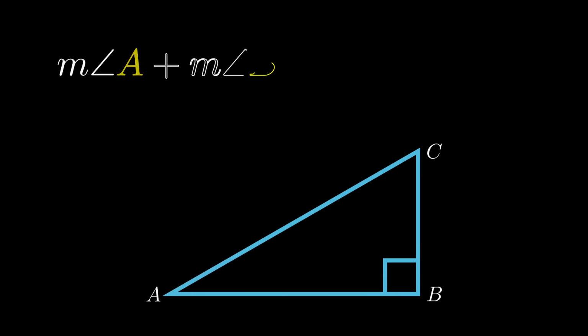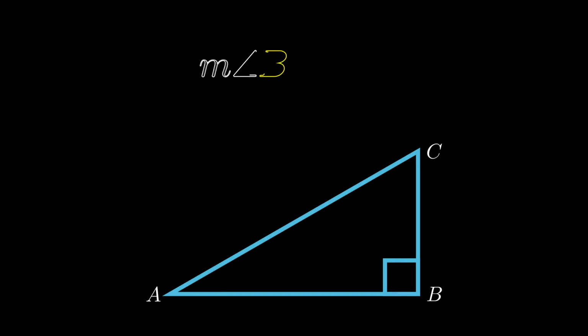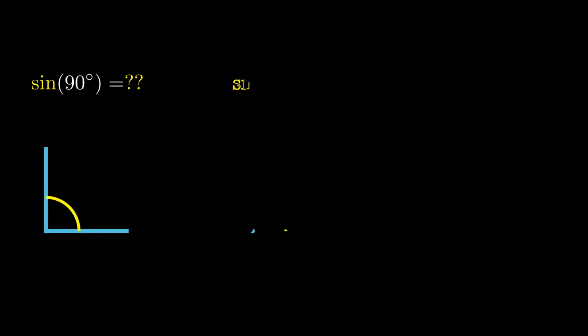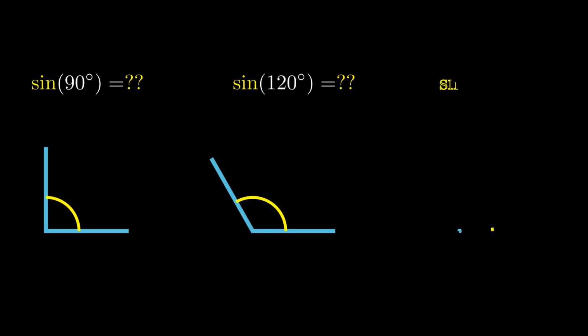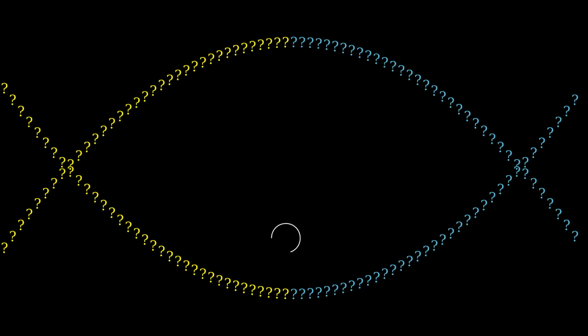Remember that the sum of the angles in a triangle equals 180 degrees. Since our right triangle already has a 90-degree angle, theta has to be between 0 and 90 degrees. This is very problematic. Suppose I want to find the sine of a right angle. I can't do it. The sine of an obtuse angle? Can't do it either. The sine of a reflex angle? Nope, not happening. So how do we solve this problem?